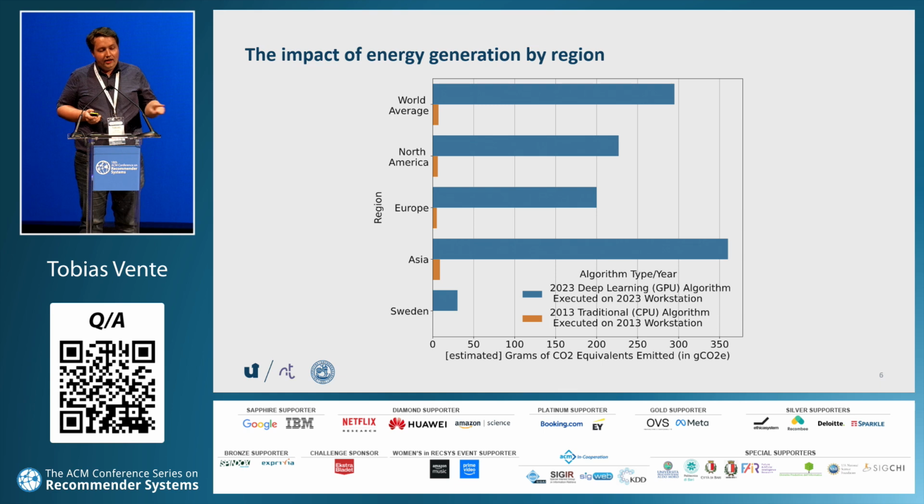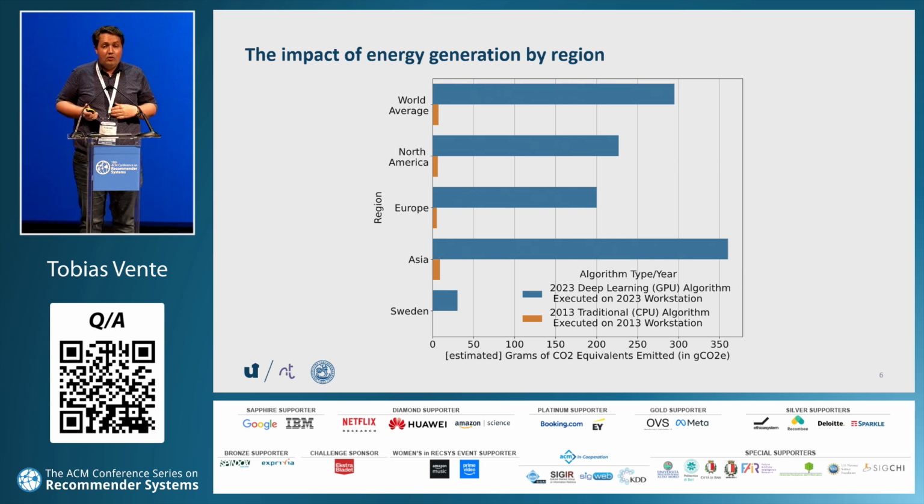So on the x-axis you can see the CO2 equivalents that are emitted, and on the y-axis you can see different regions from where RecSys papers are submitted. And for now, let's just focus on the blue bars, because every one of those blue bars represents a modern recommender system algorithm that is running on a GPU. And you can see that depending on where you execute it, it has more or less CO2 emitted.